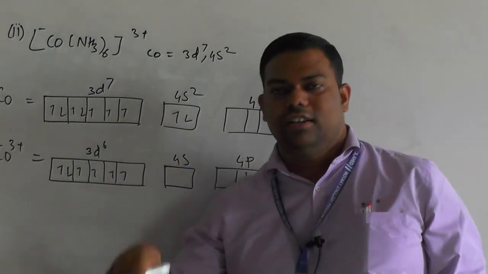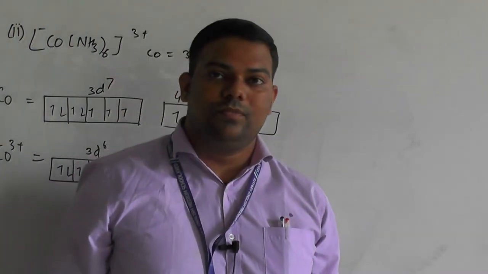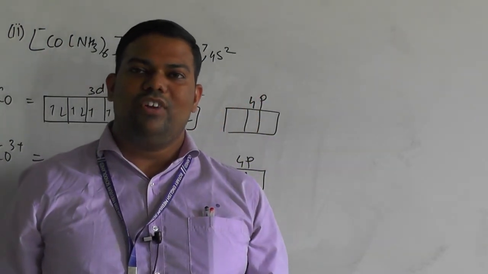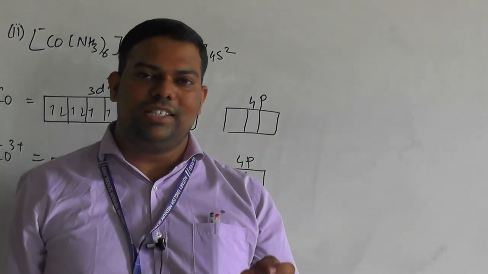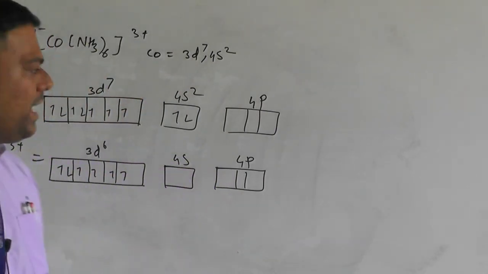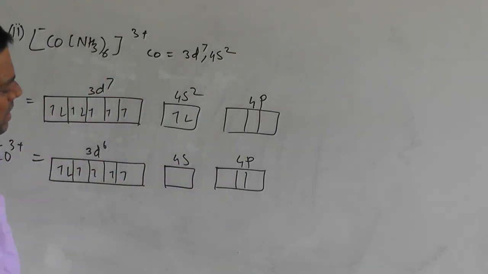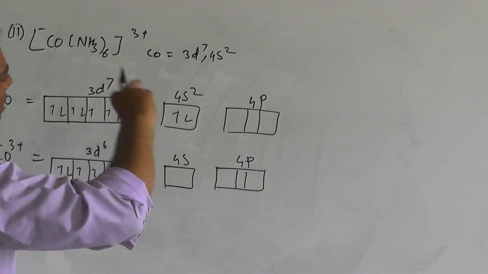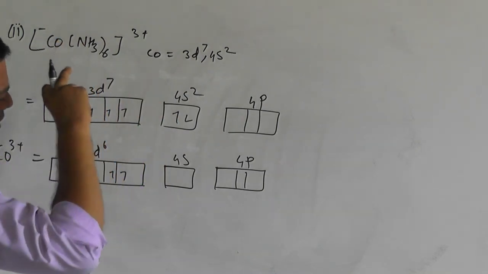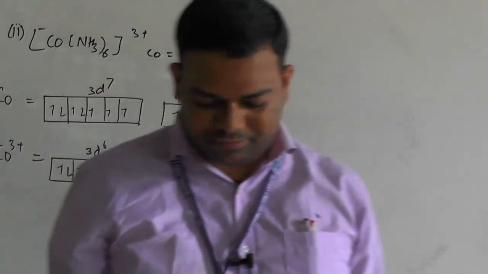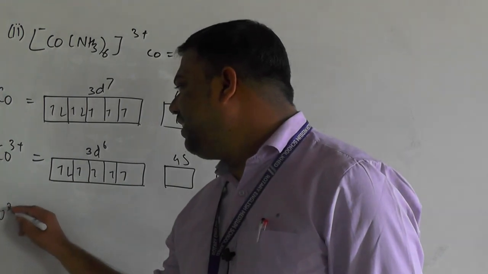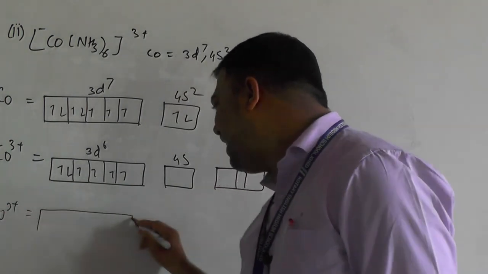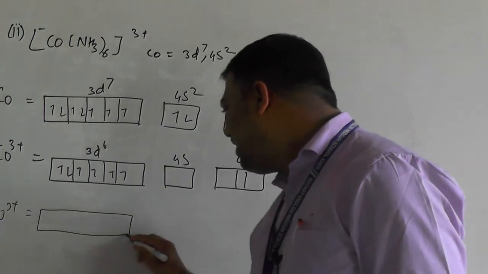You have to revise the behavior of ammonia here. When the coordination number is 6 and the oxidation number is plus 3, ammonia behaves as a strong field ligand. Strong field ligand, so the electrons get paired up, and we can write further like this.